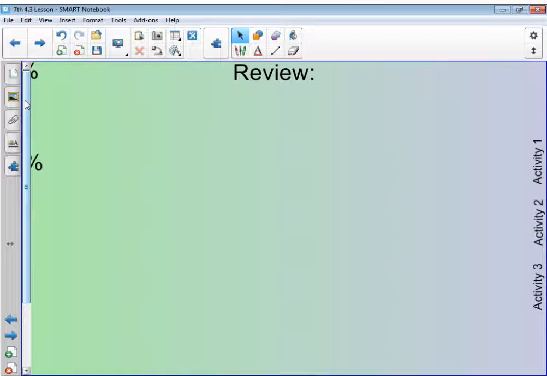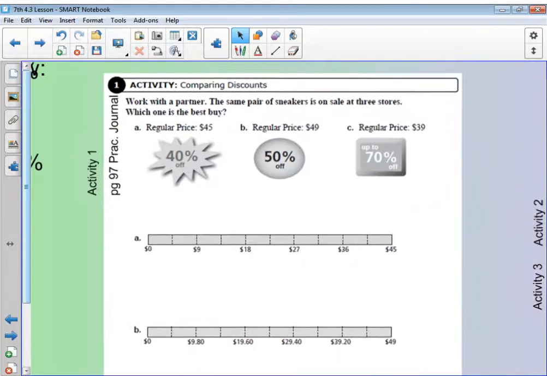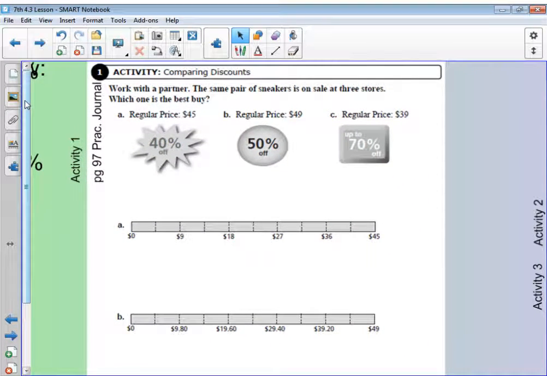So we're going to be working out of your practice journal. Page 97 is where we'll start. On page 97 of your practice journal, you have something that looks like this. Of course, I will scroll down as I move down the page. It says work with a partner, so today you actually will be working with a partner. It says the same pair of sneakers is on sale at 3 stores. Which one is the best buy?